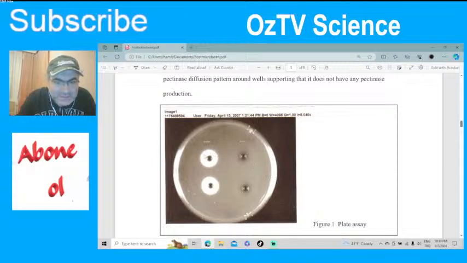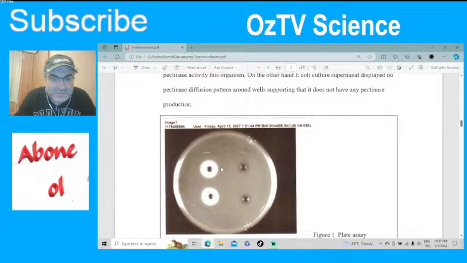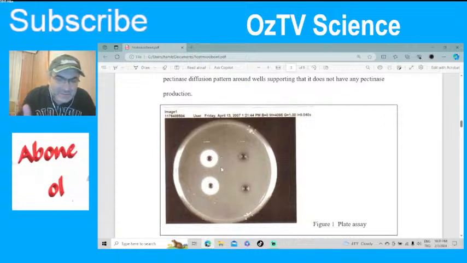One has the heliocenter, the enzymatic effect you see on the plate. The pectate enzyme degraded the material, the substrate, in the plate, and you get an image, and this one had nothing. So, pectinase production on a plate.